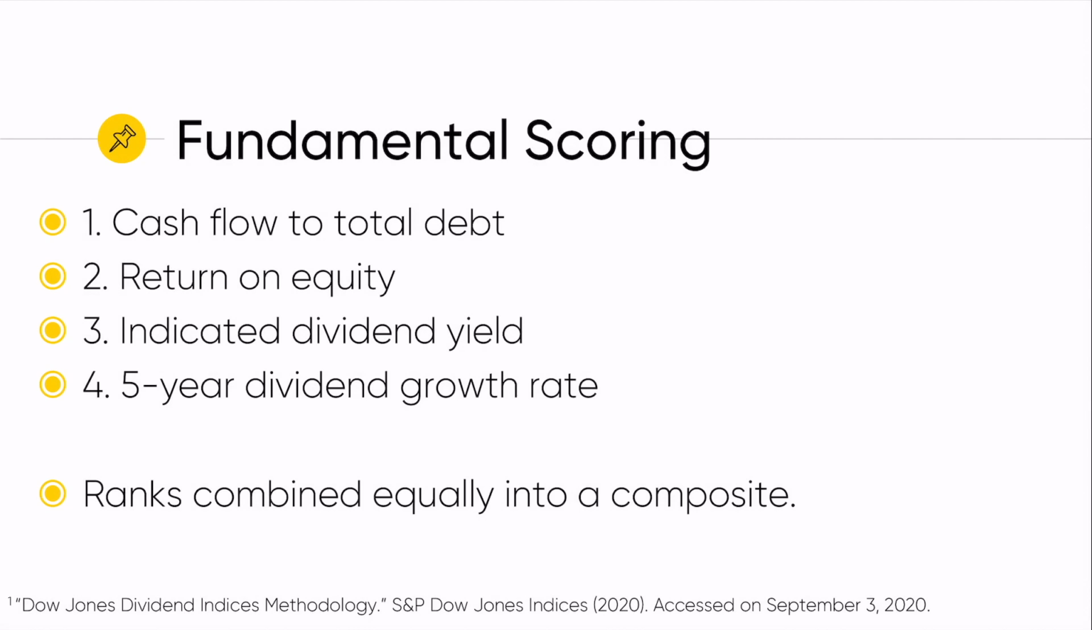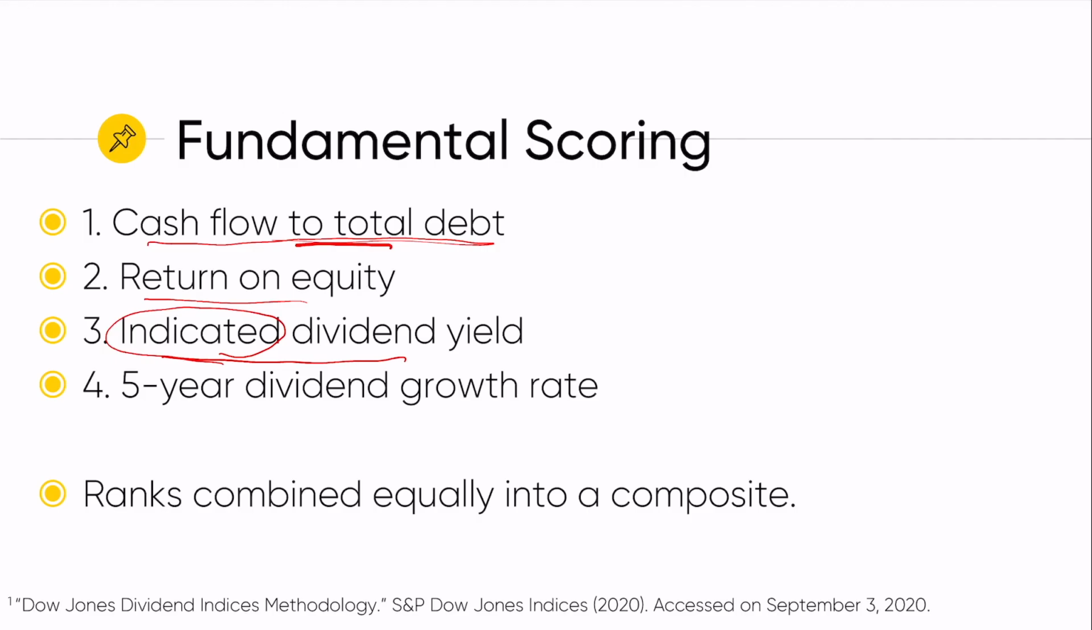This index actually applies a fundamental scoring method. So we've got cash flow to total debt. 2, return on equity. 3rd is dividend yield, and you'll note it's indicated dividend yield, which actually means the company announced, say they announced a dividend increase or a dividend cut in the most recent quarter. This will annualize that to include what the future dividend will be, not necessarily what the past has been. And then also it incorporates the 5-year dividend growth rate. And then it's going to rank all of those into a composite.